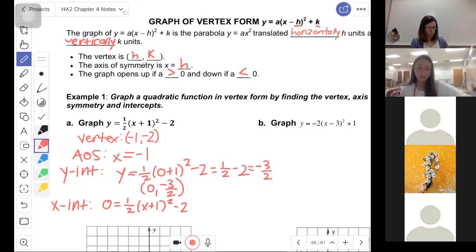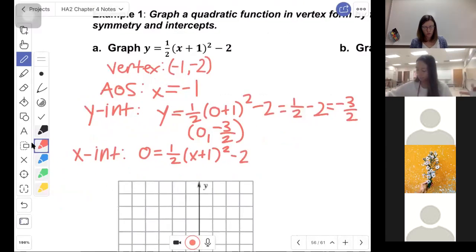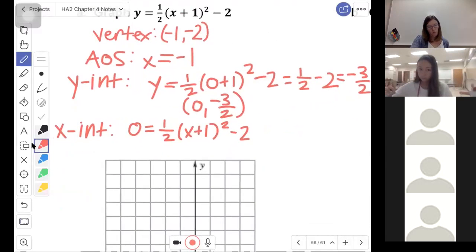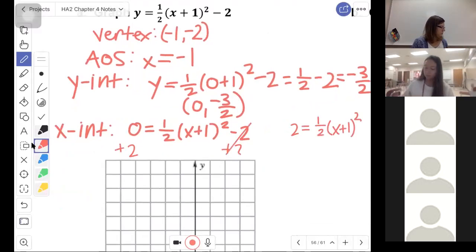What would be your next step to solve for x here? Valerio, what would you do next to solve for x? You would add the 2 to the other side and do square roots. Yeah. So I'm going to kind of flip this around. I'm adding that 2, and then we still have that 1/2 (x + 1) squared. Just adding the 2 there and flipping it.